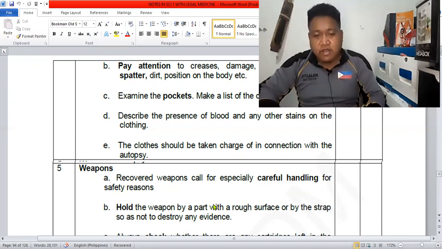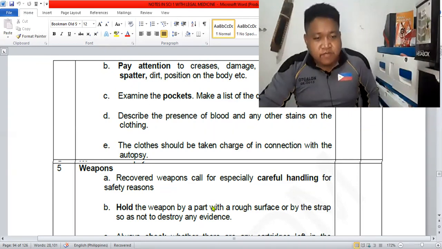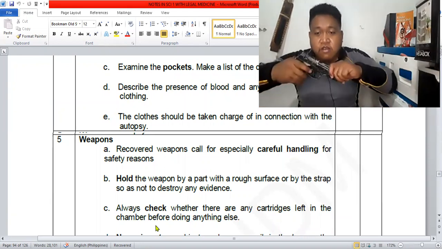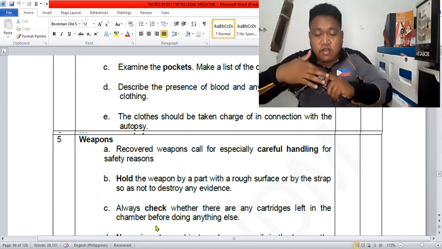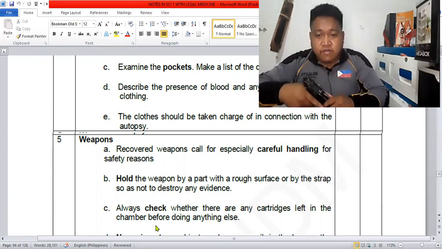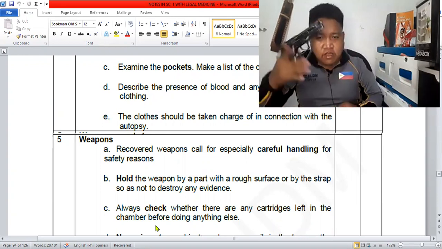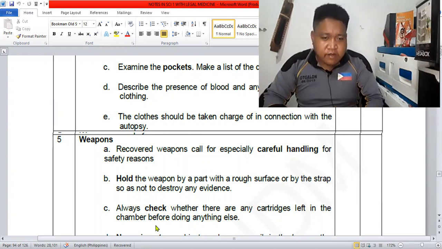All right. Then always check whether there are cartridges left in the chamber before doing anything else. So you have to check it if there are cartridges inside the chamber, no? So that again to avoid accidental firing. Okay?